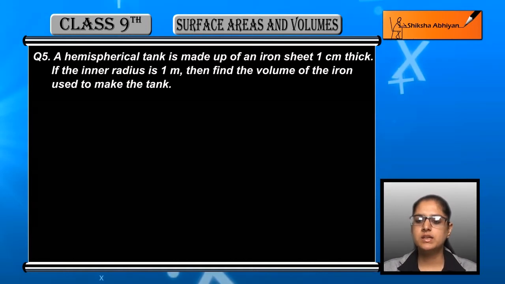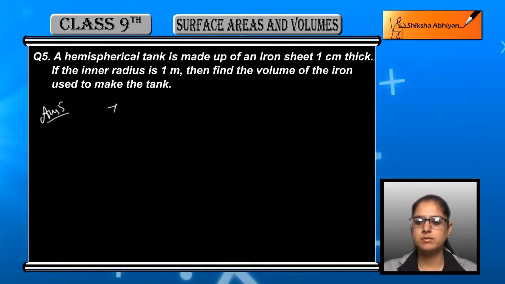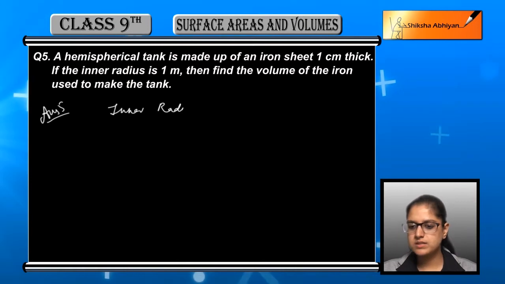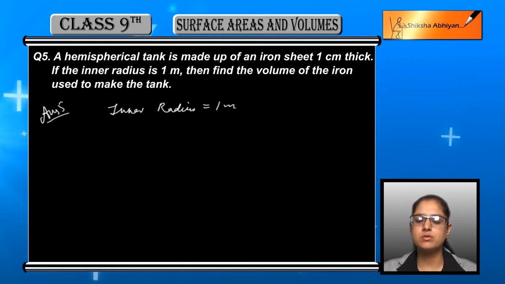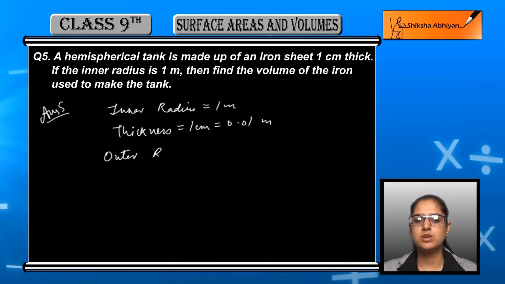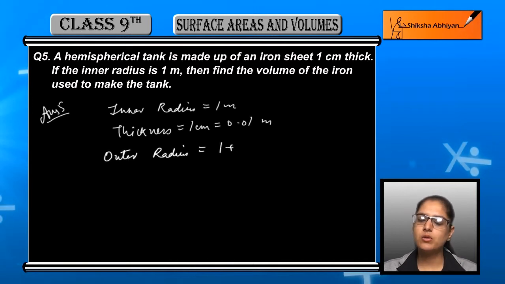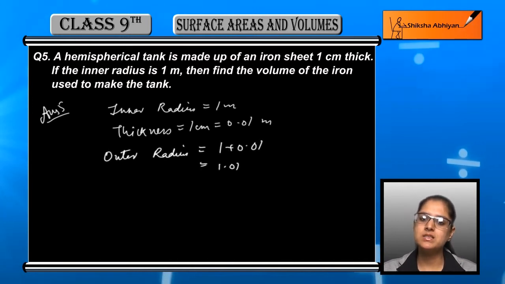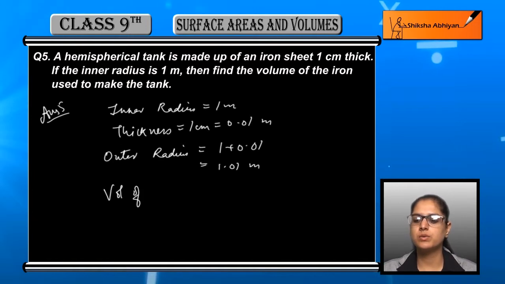So the inner radius given to us is 1 meter. Fine. अब इससे हम जो thickness है उसको use करके हम ये देखेंगे कितना iron used है. So the thickness is given to us as 1 centimeter. उसको meters में convert किया. So we'll get 0.01 meter. Now the outer radius comes out to be the inner radius plus the thickness, that is 1.01 meter.